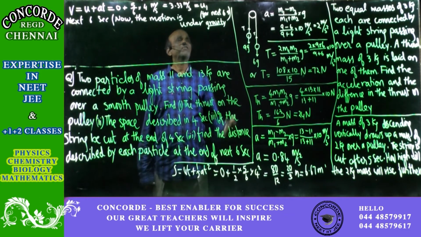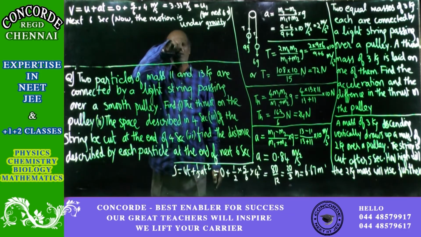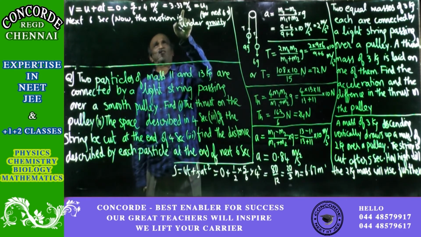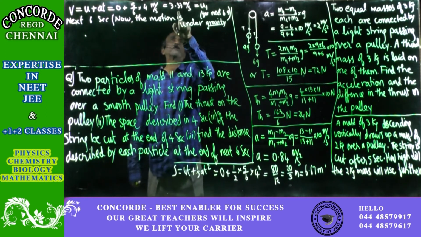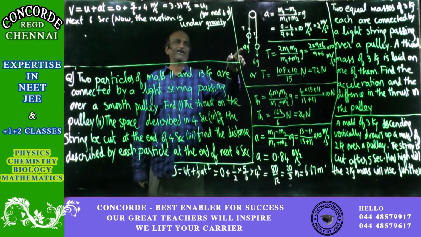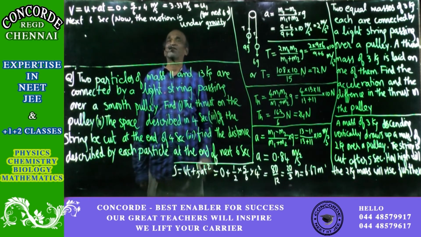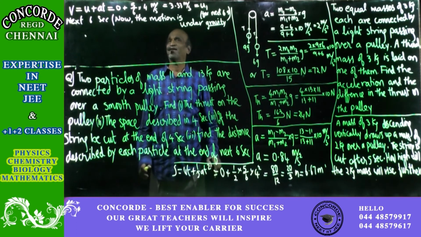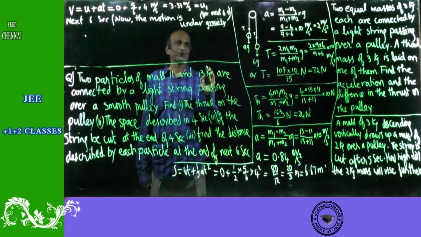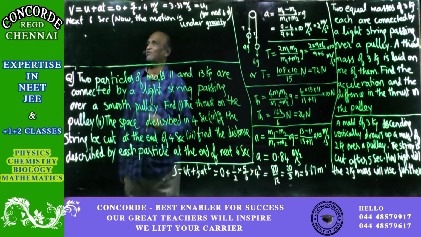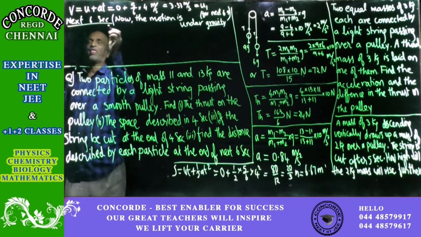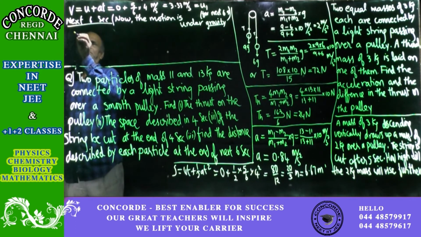Then for motion under gravity, further next 6 seconds, how much distance will it cover? So when the string is cut, at that time the initial velocity is the final velocity of the earlier motion, so it will be equal to 10 by 3 or 3.33. So after cutting the string, the velocity at the start is known. Time is given, 6 seconds. Acceleration is that of gravity. So acceleration is known, time is known, initial velocity is known. Find the distance. So write the equation for motion under gravity.